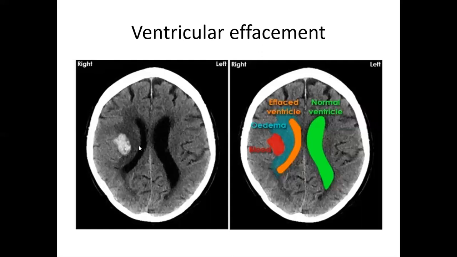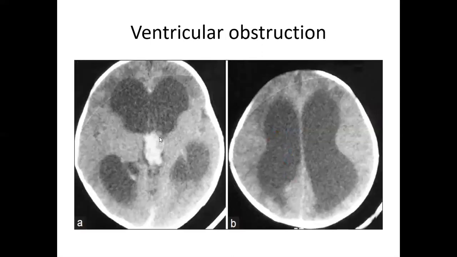Ventricular effacement: some lesions press on the ventricle and make a narrow ventricle. You compare the left side and the right side, and if one is narrowed, this is called ventricular effacement. It may be due to the tumor or may be due to the edema.